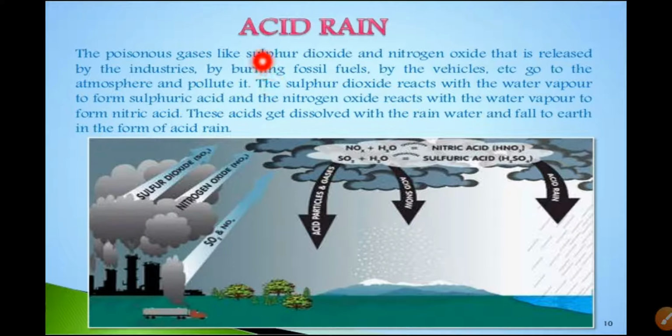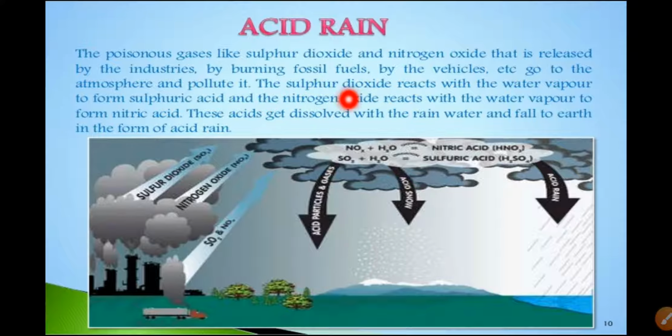Acid rain. So what is acid rain? Here you can come to know what is meant by acid rain. The poisonous gases like sulfur dioxide and nitrogen oxide, as we have learnt in the previous slide, these two are the major pollutants of the air, and they are very poisonous gases. When they get released by industries, by burning fossil fuels, or by vehicles, these gases go to the atmosphere and pollute it.